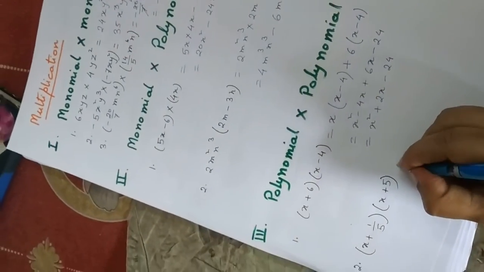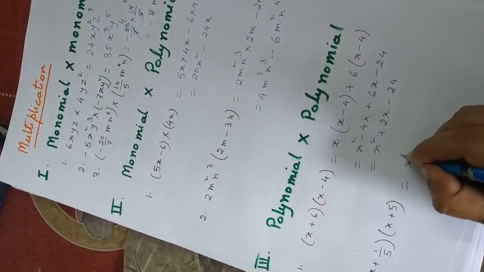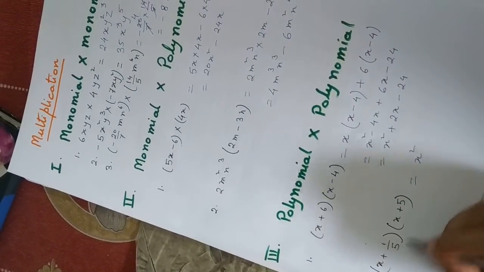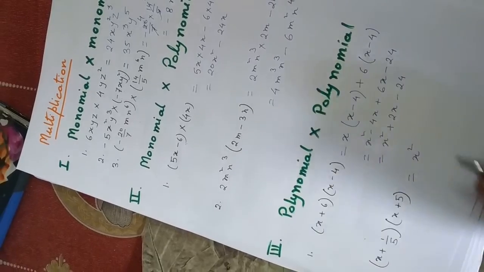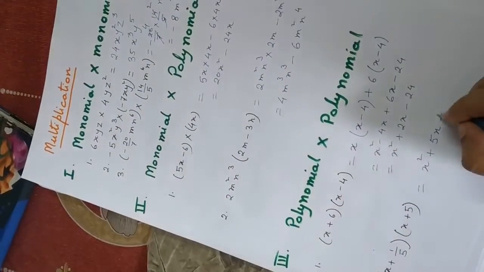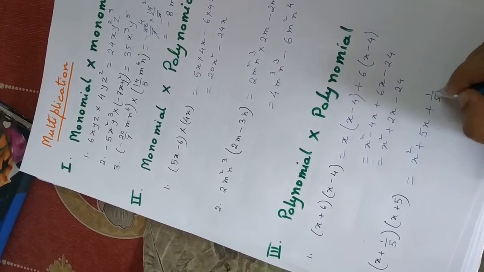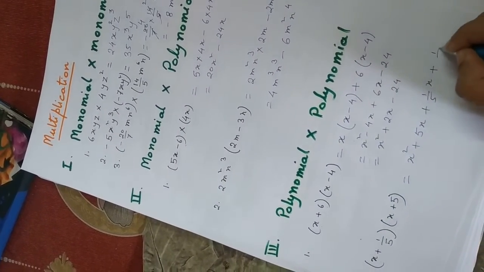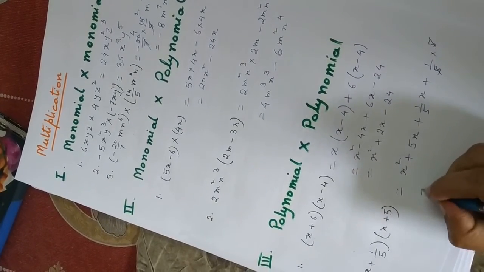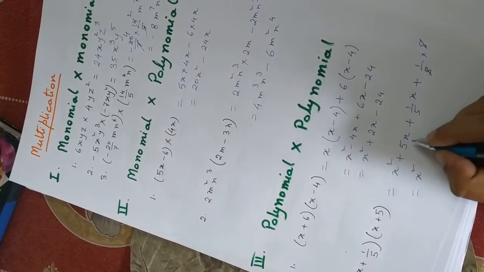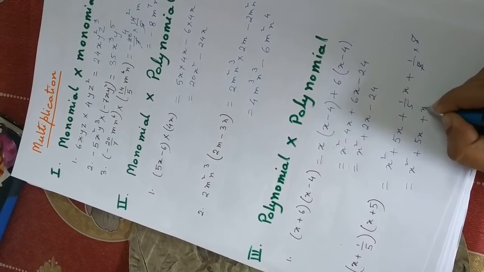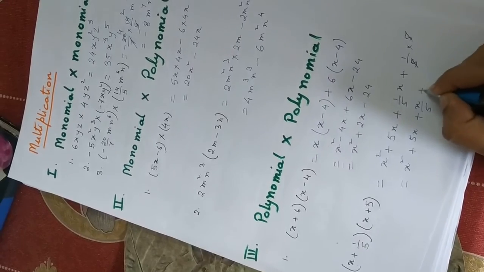Last example. The question is x plus 1 by 5 into x plus 5. So x square: first we multiply x plus 5 by x. So the answer is x square plus 5x. In the second, 1 by 5 into x plus 1 by 5 into 5. The 5 and 5 get cancelled. So x square plus 5x plus x by 5 plus 1.